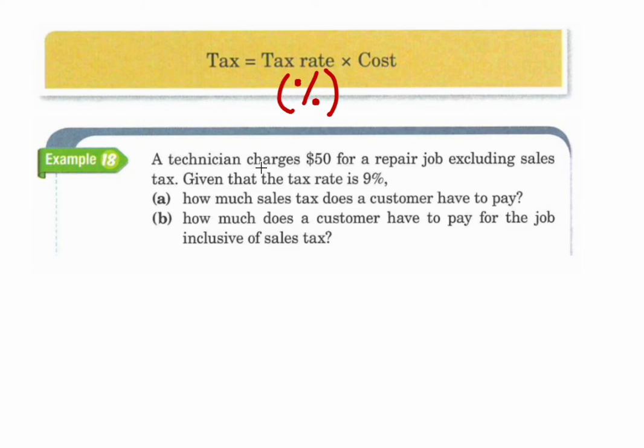Okay, so example 18. A technician charges $50 for a repair job, excluding sales tax. Given that the tax rate is 9%, A, how much sales tax does a customer have to pay? And B, how much does a customer have to pay for the job inclusive of sales tax? So the $50 is before tax. The 9% is the tax rate. They want to know what the actual tax is, and then they want to know what the total is. Inclusive means includes the total and the tax. So go ahead and pause and try it on your own first.